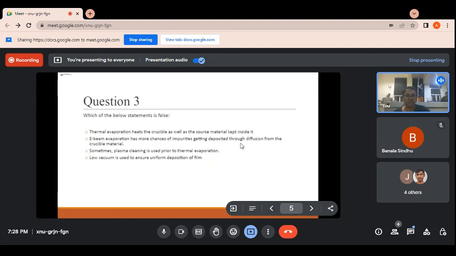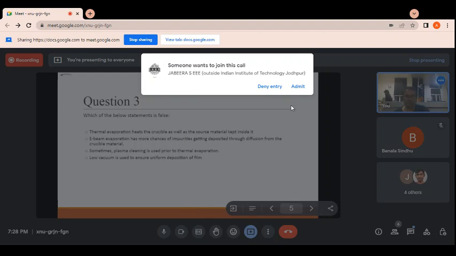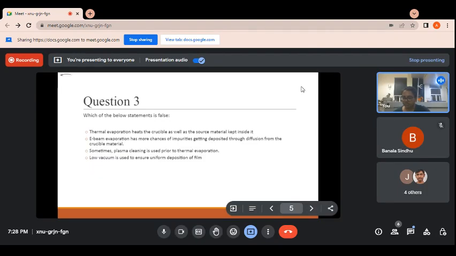That's why we are using this E-beam evaporation. And low vacuum means the mean free path is in 10 to the power minus 4 to 10 to the power minus 8. That's why low vacuum means the higher pressure. So the fourth option is also right, and sometimes plasma cleaning is used prior to thermal evaporation. This option is also right. So option B is the right answer. It means it is the false statement. Okay.